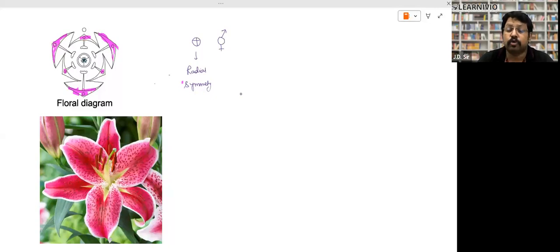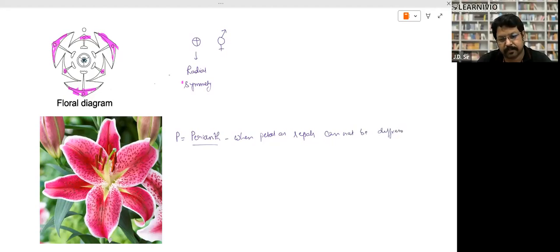When we are unable to differentiate between the petal and sepal, let me write it down, what term do we use? We use the term P. The P symbol represents perianth. Perianth is used when petals or sepals cannot be differentiated. When you cannot differentiate whether they are petal or sepal, then we call it P, and that is called perianth.